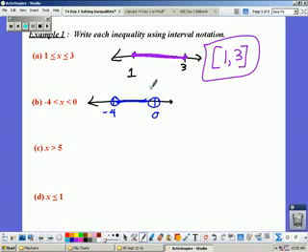So because it's an open circle, how do I start my notation? Parentheses, -4 to what? 0 and then parentheses.